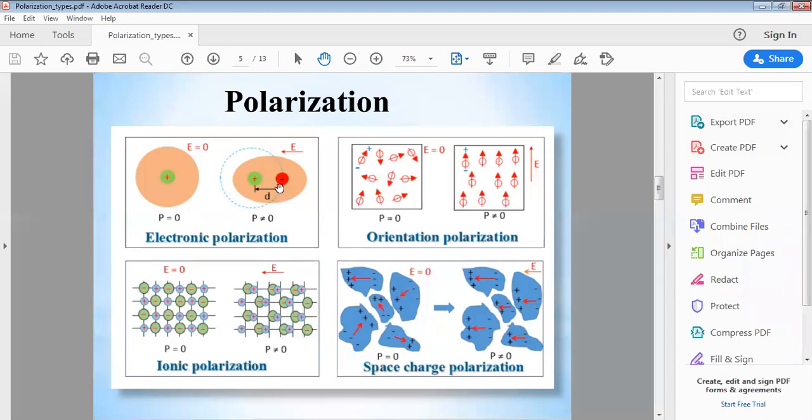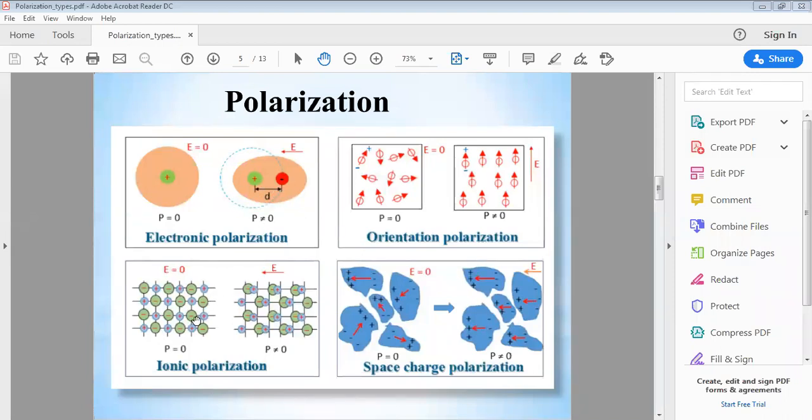So this is the difference between the distance. Your dipole is created because of this charge difference. Previously, there was no charge difference, so the polarization was zero. There is no dipole. When you apply an electric field, you are creating a dipole.